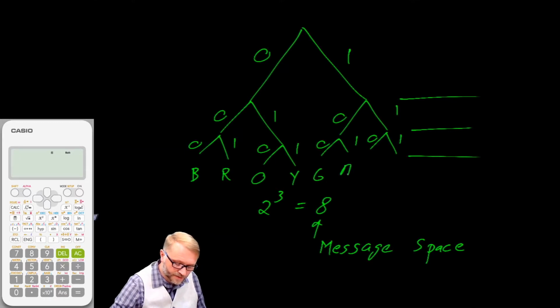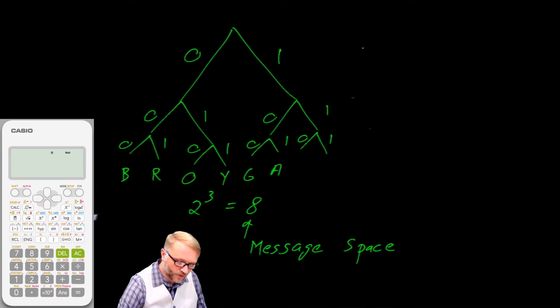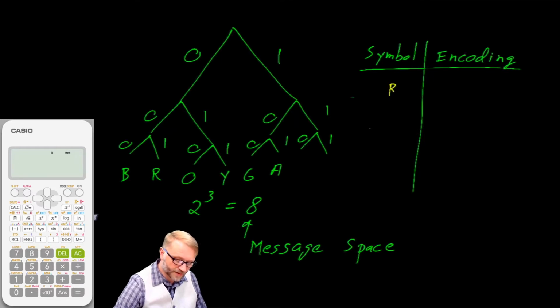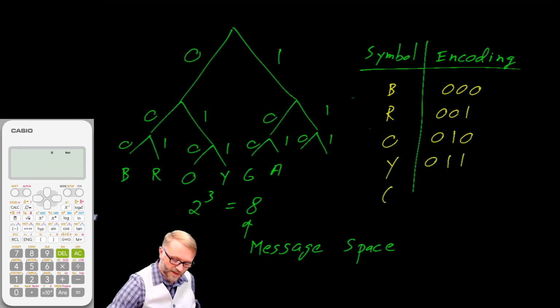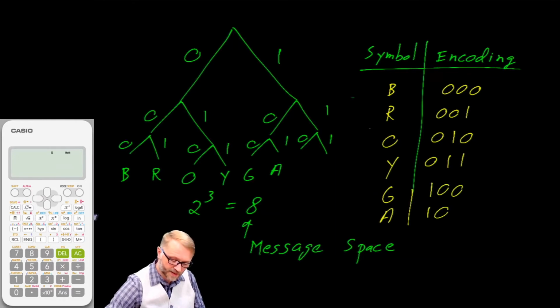green, and azul. If we were to put this in tabular form, we would talk about the symbol, and then we could talk about the encoding. We'll start with brown. That's this path here as 0, 0, 0. Red is this path, 0, 0, 1. Orange is 0, 1, 0. Yellow as 0, 1, 1. And so on and so forth. So that's 1, 0, 0, and 1, 0, 1.